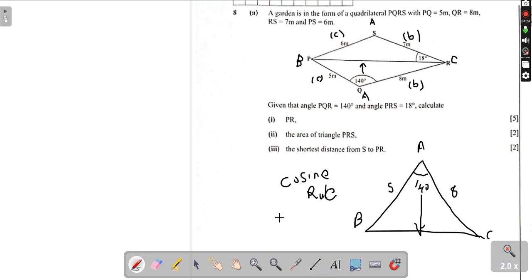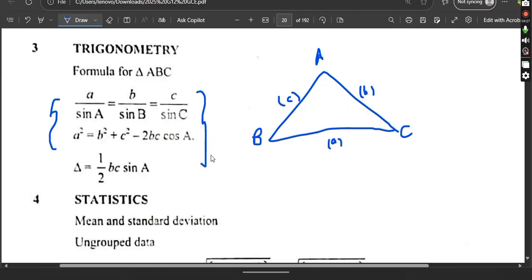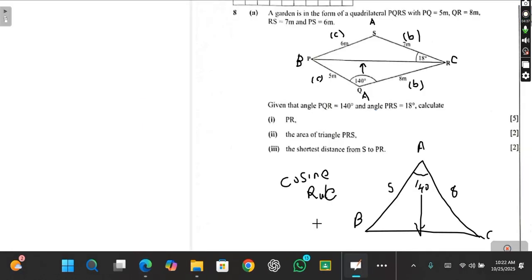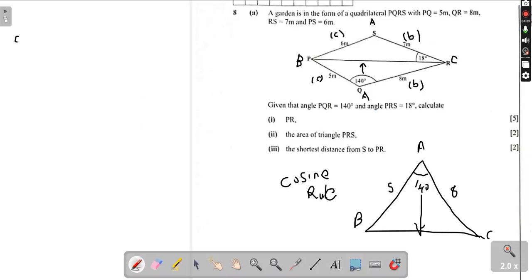Let's have a look at what this cosine rule is. So the cosine rule is here: a squared is equal to b squared plus c squared minus 2bc cos A, with capital A. We are just going to write the formula as it is. That's how the formula is.